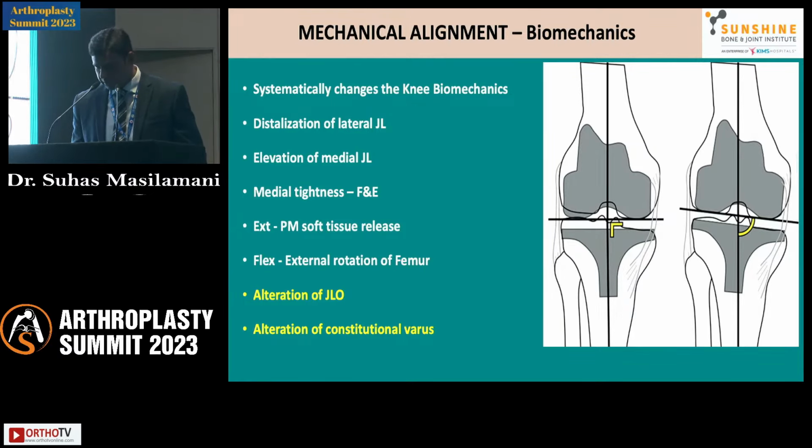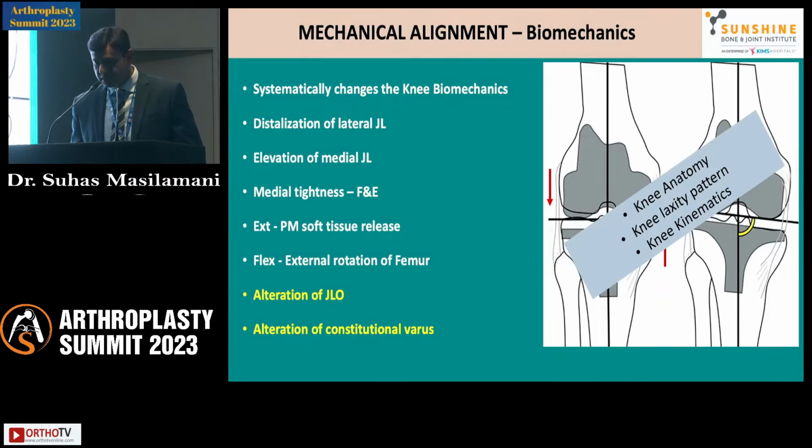So here you can clearly see that when you do a 90-degree cut to both the femur as well as the tibia, you are distalizing the lateral joint line and elevating the medial joint line. So this creates a scenario of medial tightness as well as lateral laxity, for which you need to do releases on the medial side, and you are systematically changing the anatomy, laxity pattern, as well as knee kinematics of every single patient.